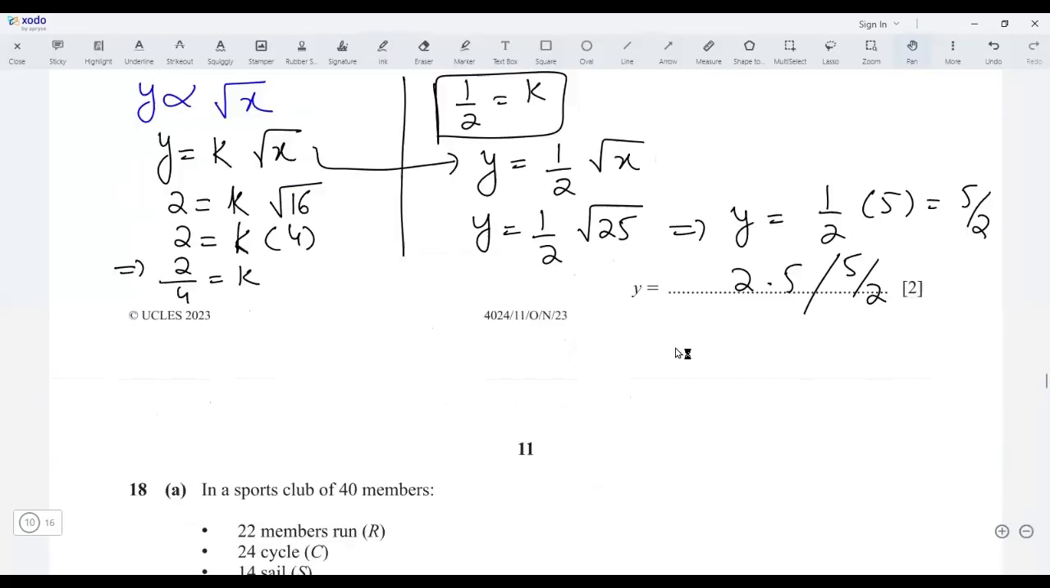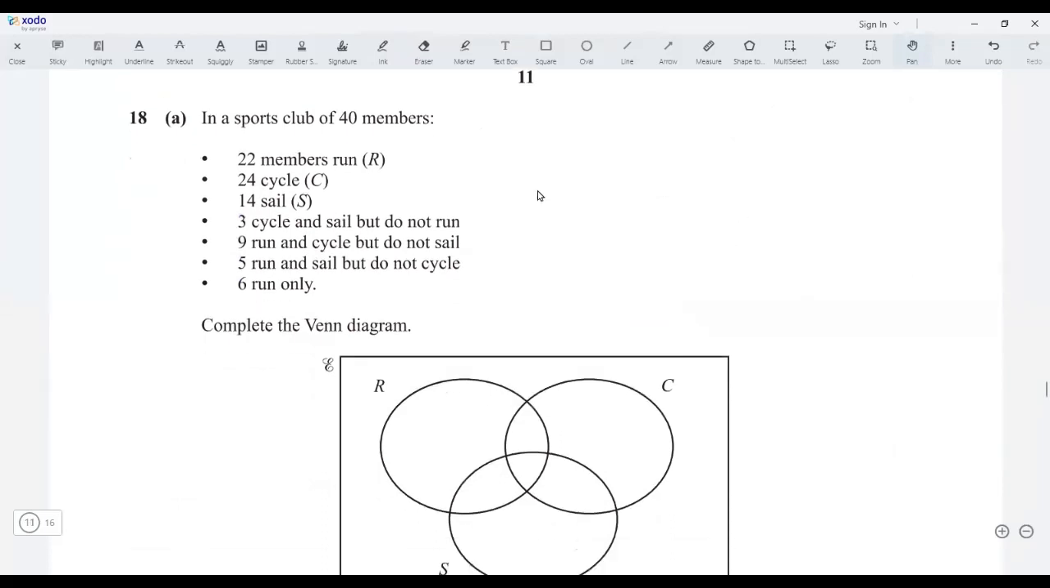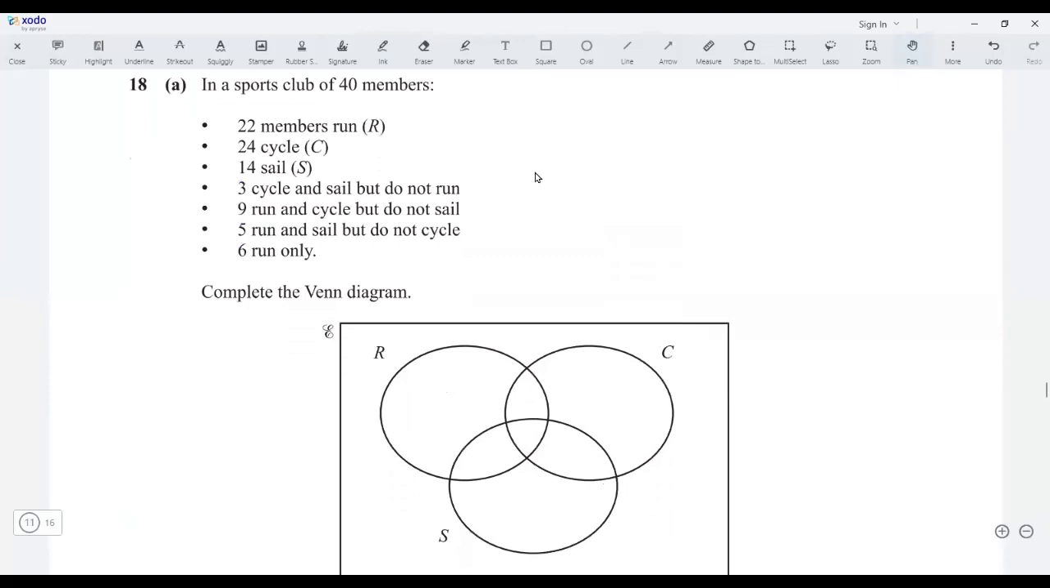So I'm moving towards question 18, which is related to the Venn diagram. First of all, complete the Venn diagram. There are three things: run, cycling, sailing, all of these three. Overall, the members of run are 22. We cannot label all of them because some can be overlapping with C, some with S, and some with both. So we don't have to start with the individual things. We have to do this later on.